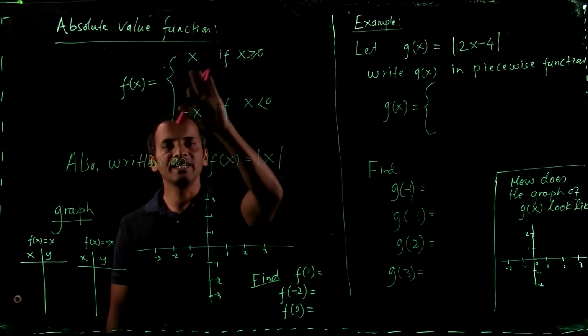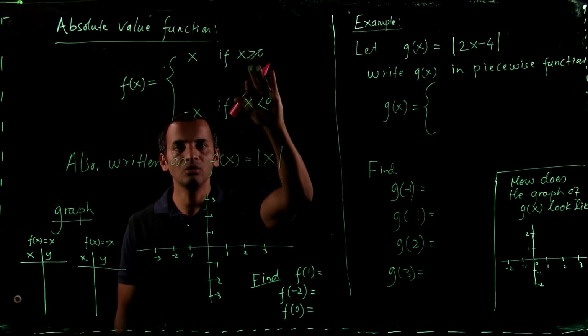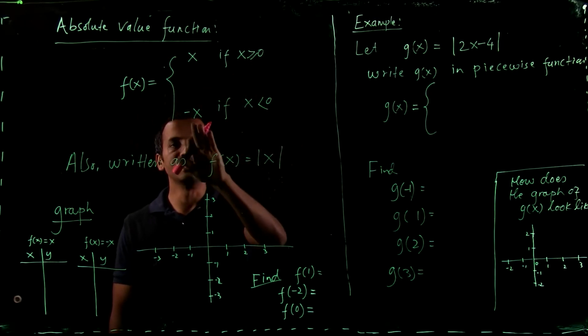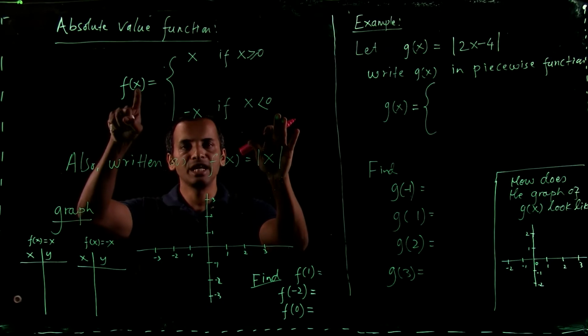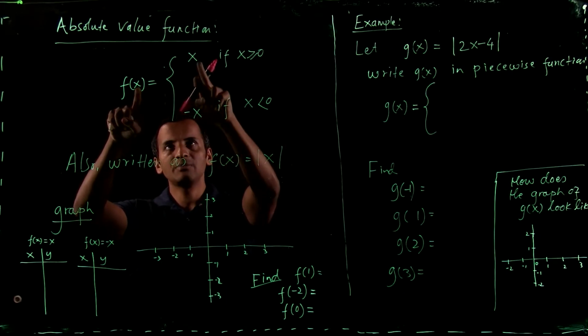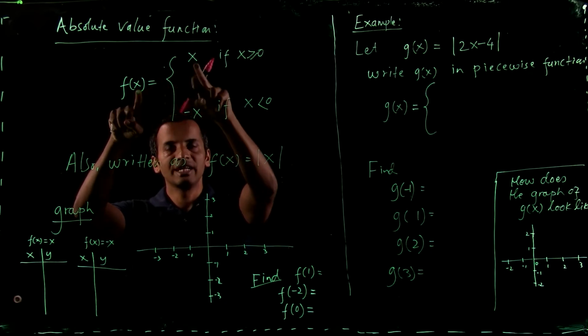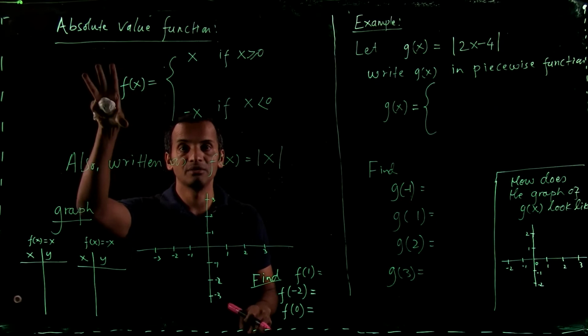So f of x is x if x is positive or 0, and f of x is negative x if x is negative. If x is negative, you just multiply that by negative. If x is positive, then you just get that x. Okay, so this is the definition of the absolute value function.